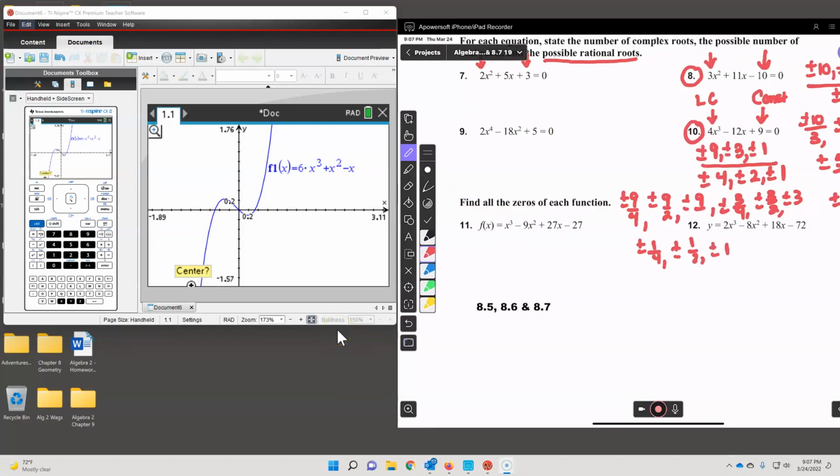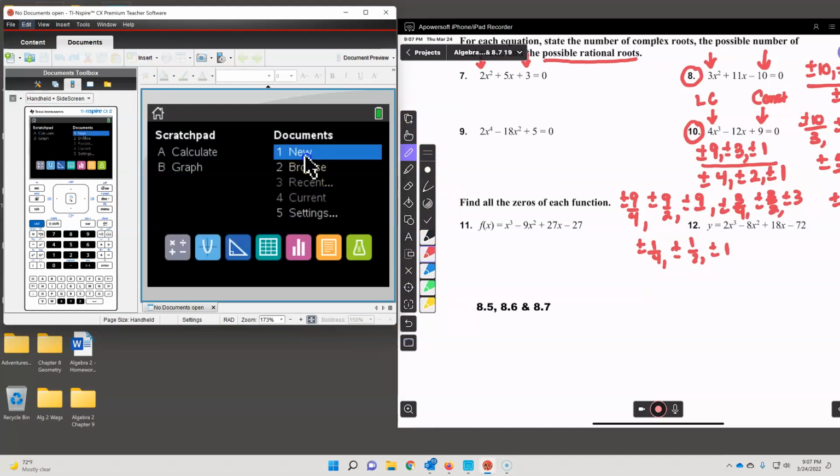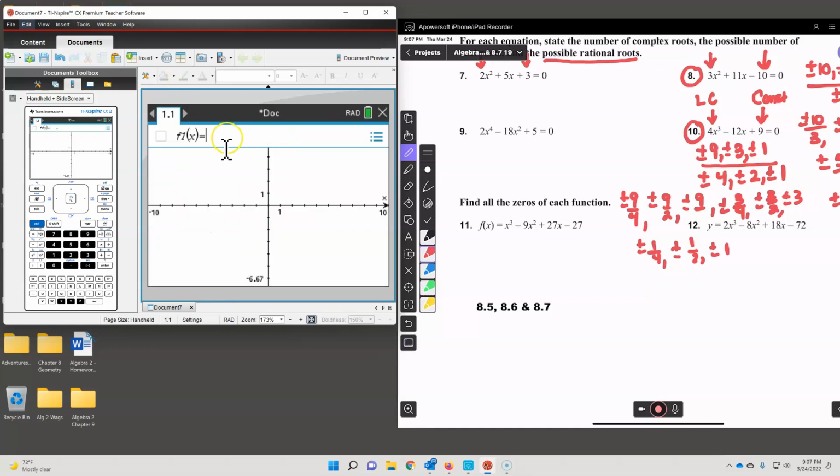For number 11, just like we did before, we're going to use our calculator to find all the zeros. So what you're going to do is go to New, Graph. Go ahead and type in x to the third power minus 9x squared plus 27x minus 27. Go ahead and press enter so you can graph this.